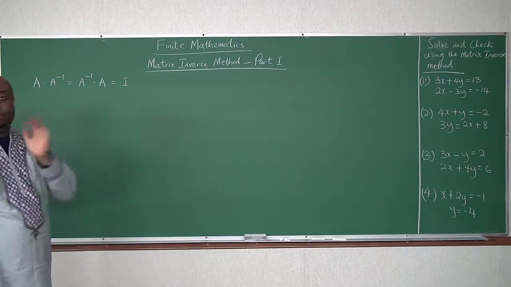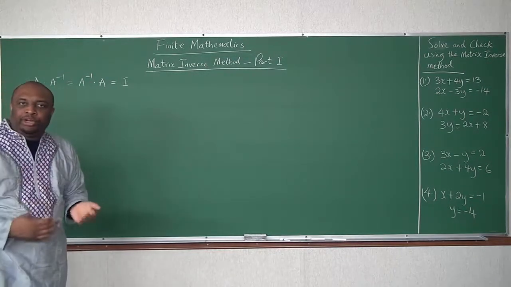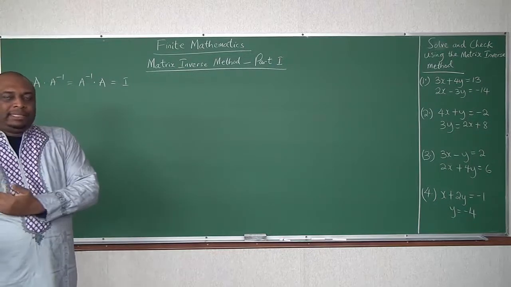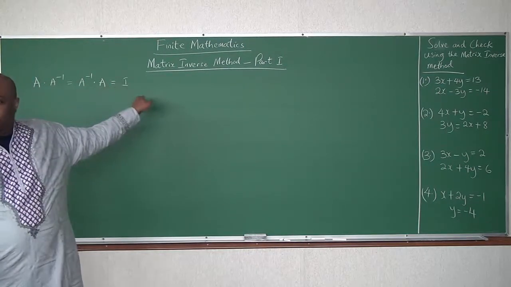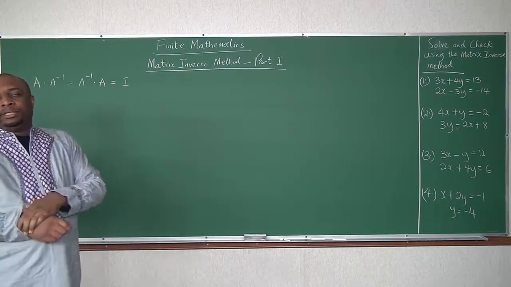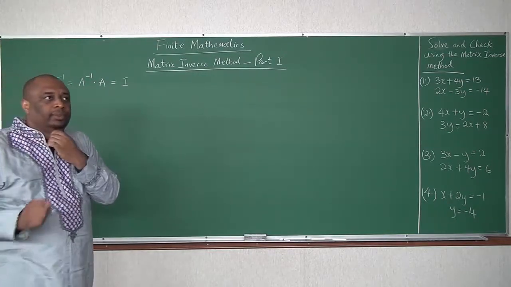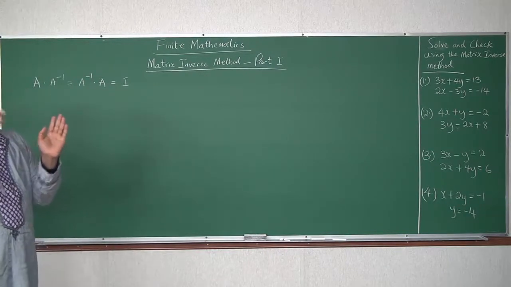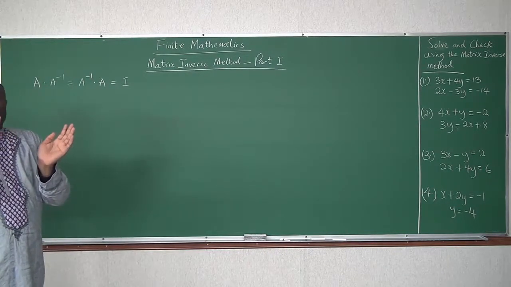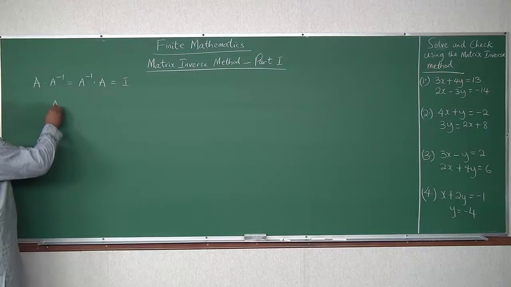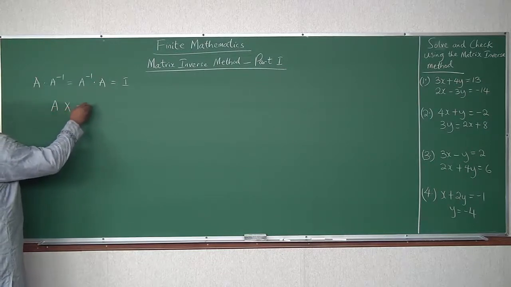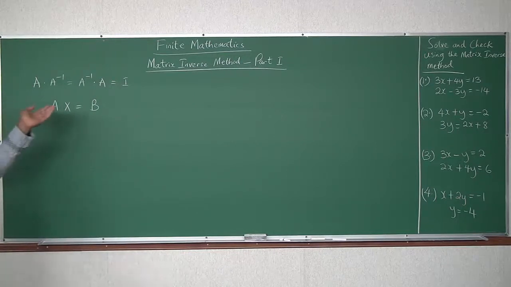It is based on this principle that the product of a matrix and its inverse is the same thing as the product of the inverse of the matrix and the matrix, which is the same thing as an identity matrix. So assuming that we have something like AX = B, we are going to explain what this means when we start solving questions.